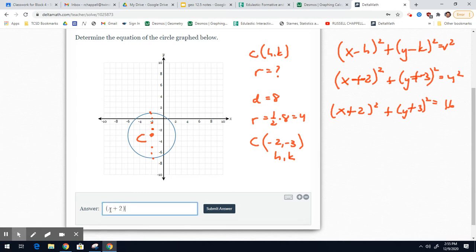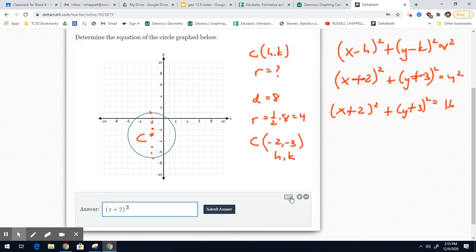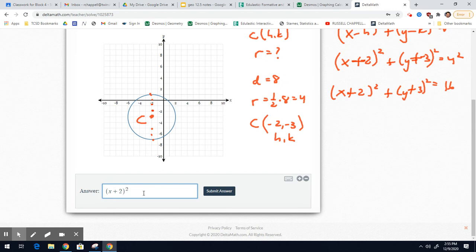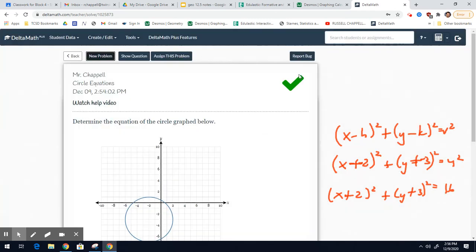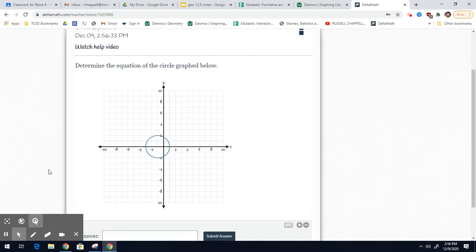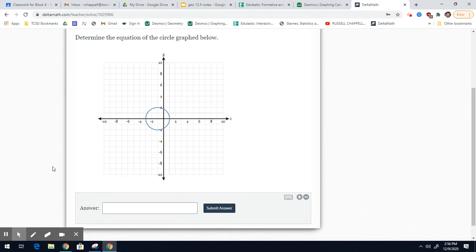Parenthesis x plus 2 squared. Remember, you can also bring up the keyboard if you need to. I don't need it though. Plus, parenthesis y plus 3 squared equals 16. There you go, green check mark. All right, let's do one more of these. Okay, so here's my next circle. Again, try to eye up the center, or you can count the diameter if you want to. I will start with the formula again.